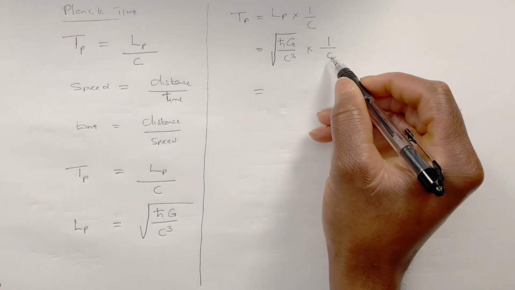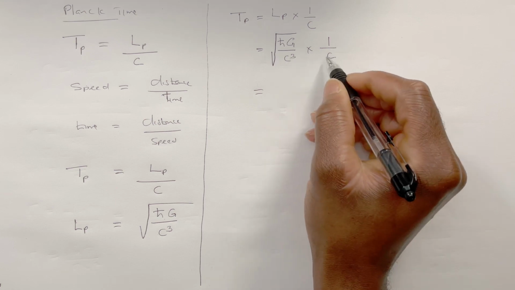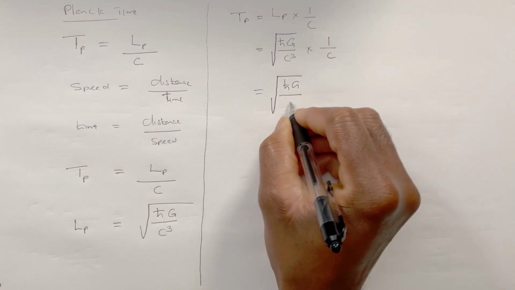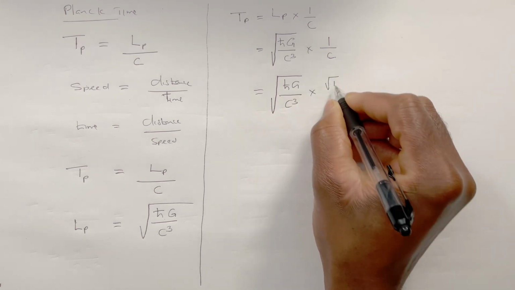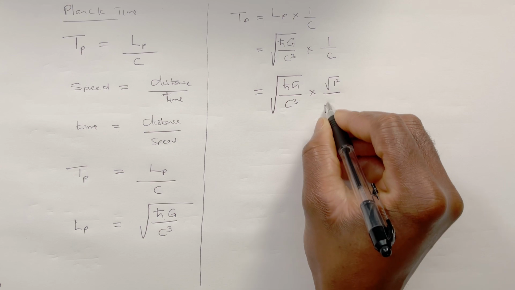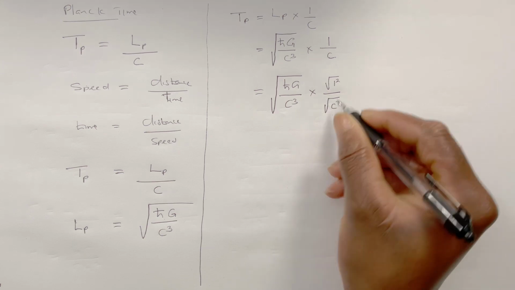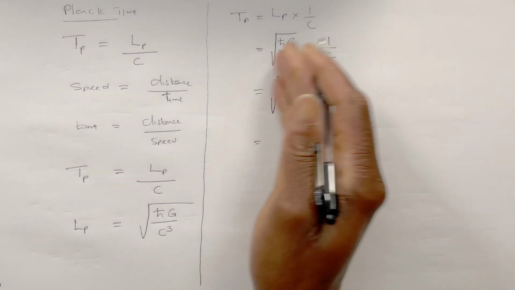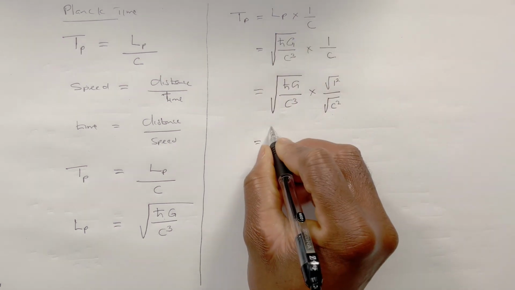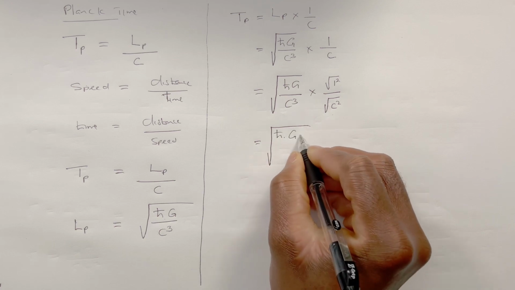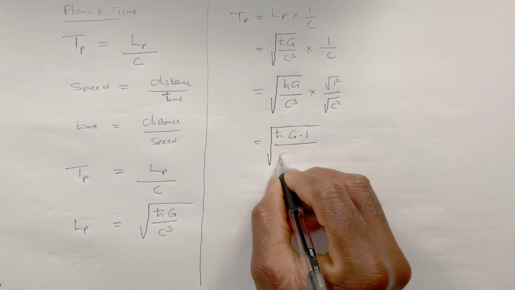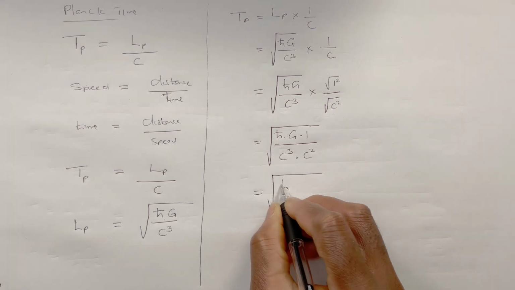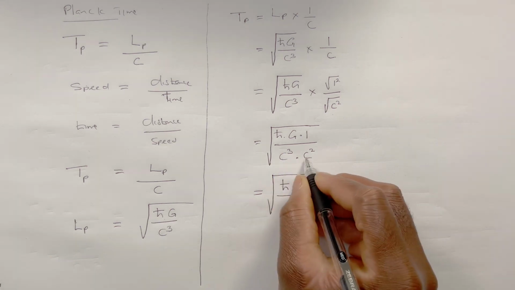Well, I need to incorporate that into there. In order to do that, I need to change this. So root h bar G over c cubed times root of 1 over c squared. Root of c squared is c. Root of 1 squared is 1. In fact, the whole thing here is 1. But because they're all roots, I can put it in. Therefore, that will be root h bar times big G times 1 over c cubed times c squared. And that will be h bar G over c, same base.